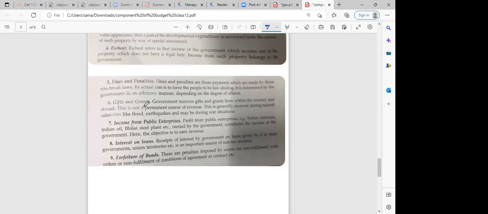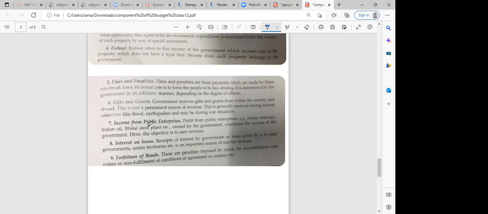Then gift and grant. For example, gift is basically someone from America came to India, maybe the president or prime minister of another state came over here and they gifted some amount to us. That also comes under non-tax revenue. And grant means, for example, our country was facing issues due to coronavirus, and some other government helped us. So that is a grant. Whenever we help someone in natural calamities like flood or earthquake, that is a grant.